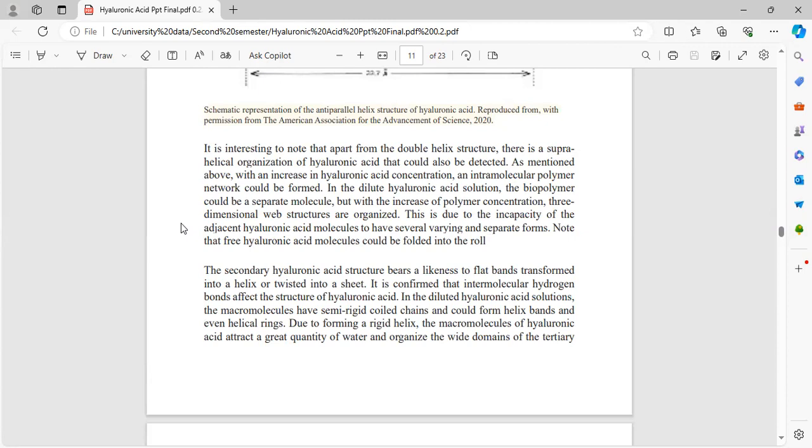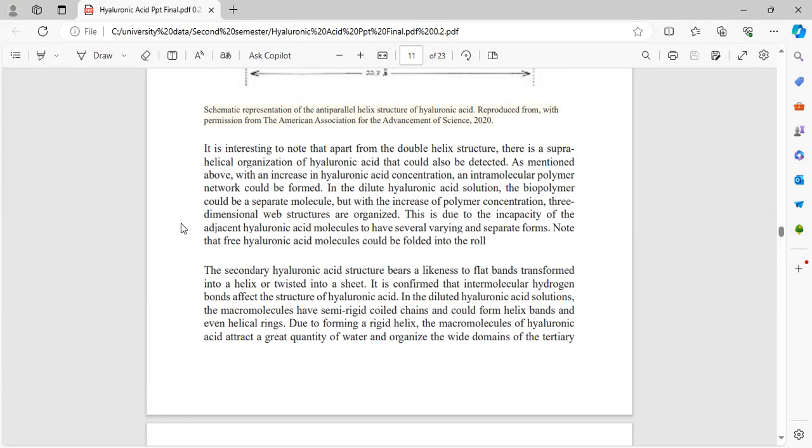The secondary hyaluronic acid structure bears a likeness to flat bands transformed into a helix and into a sheet. It is confirmed that the intramolecular hydrogen bond affected the structure of hyaluronic acid in diluted hyaluronic solutions. The macromolecules have a semi-rigid coiled chain and could form helix bands and even helical rings.